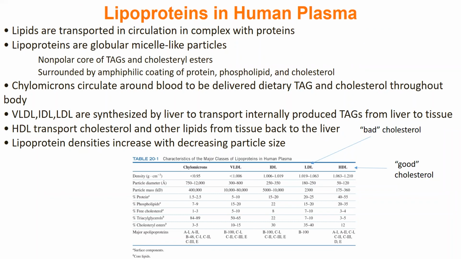Now that we have absorbed this fatty acid, this lipid, in the small intestine, we need to get it to the rest of the body. And the way we transport fats and cholesterols in the body is through what are called lipoproteins. So lipid plus proteins equals a lipoprotein. And as you would expect, these are micelle-like particles.